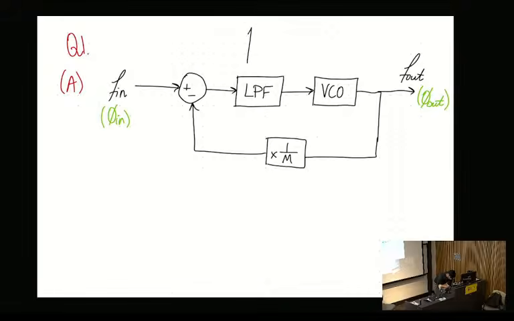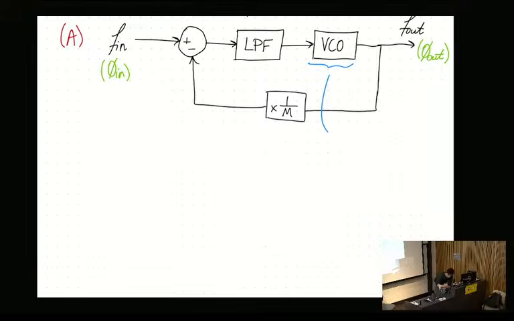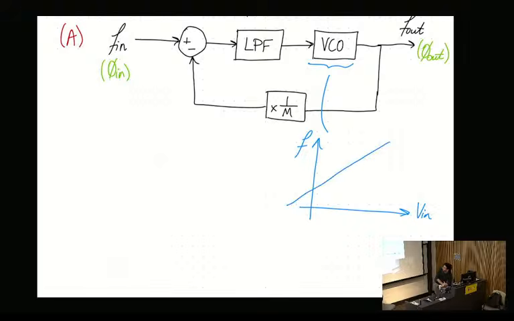This is just your standard low pass filter. Now your VCO is very important. The VCO is a voltage controlled oscillator. If I draw a graph of it, frequency as a function of input voltage, it's just a linear voltage controlled oscillator. So as you increase the input voltage to the VCO, the signal that comes out increases in frequency.